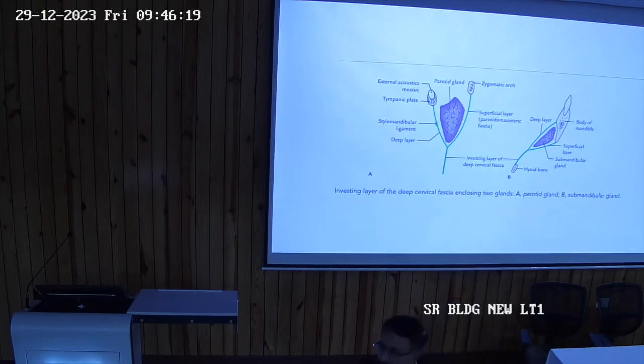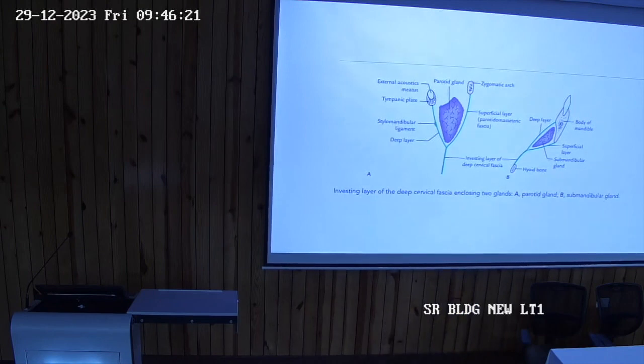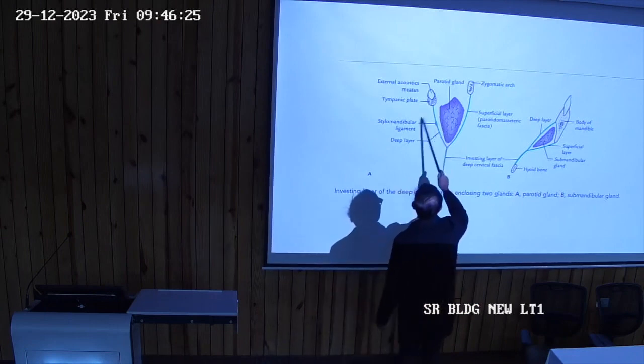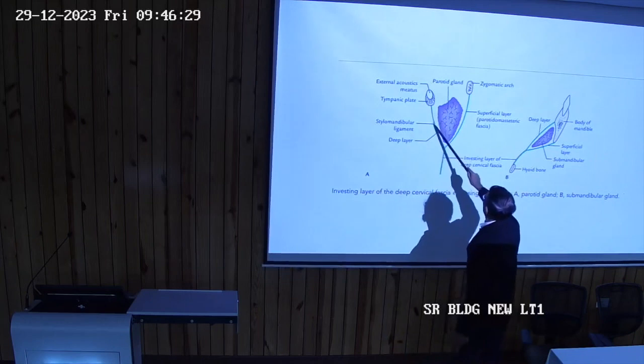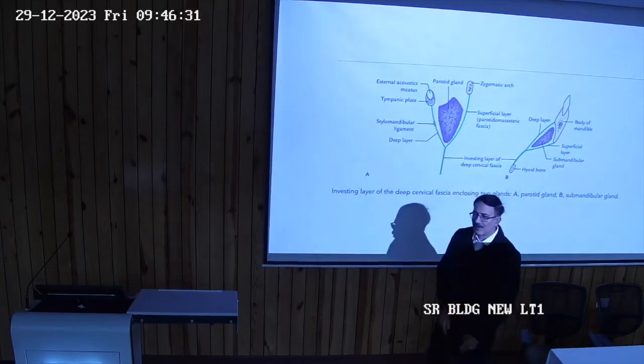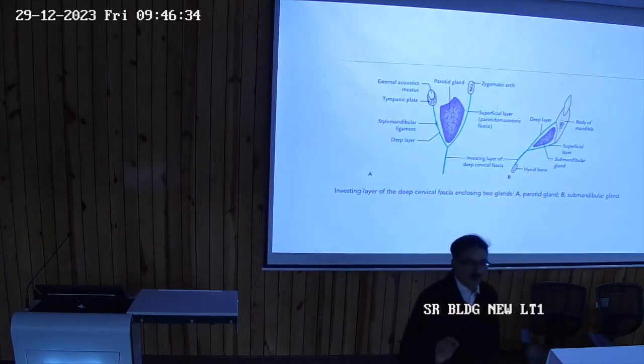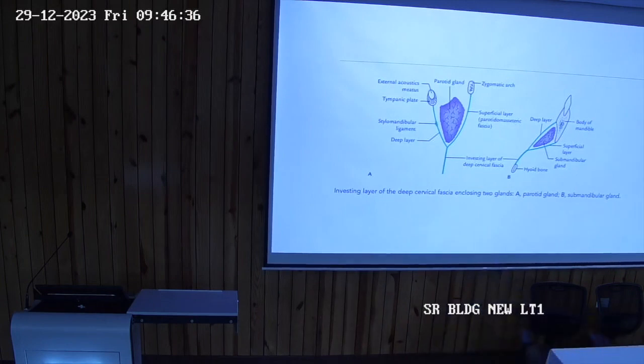Which ligament does this form? The stylomandibular ligament. And this ligament separates the parotid gland from the submandibular gland, which is here. So this ligament separates these two. So if there is an objective question, which of the following ligaments separates the parotid from the submandibular? It's the stylomandibular ligament. Stylomandibular ligament is a modification of this, that, A, B, C, D.